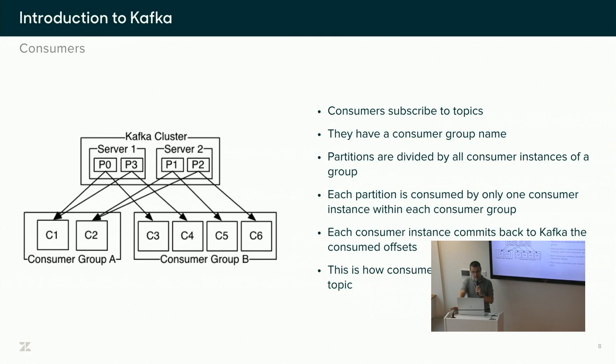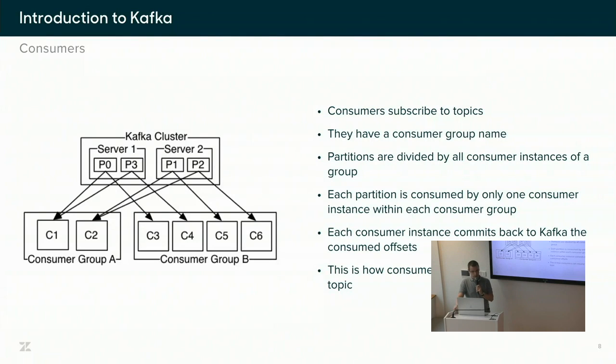So partitions are divided among all the consumer instances of a group. Each partition is consumed by one consumer. When you have multiple consumers, Kafka balances the load, assigning as equal a number of partitions as possible to each consumer. So whenever a new consumer joins, a rebalancing operation happens, and you'll get less load. This is how the horizontal scalability happens on the consumer side.